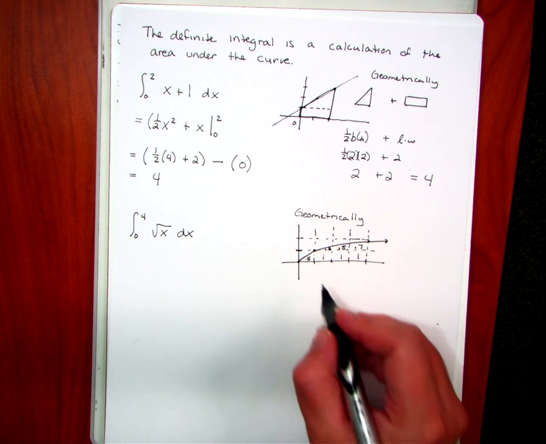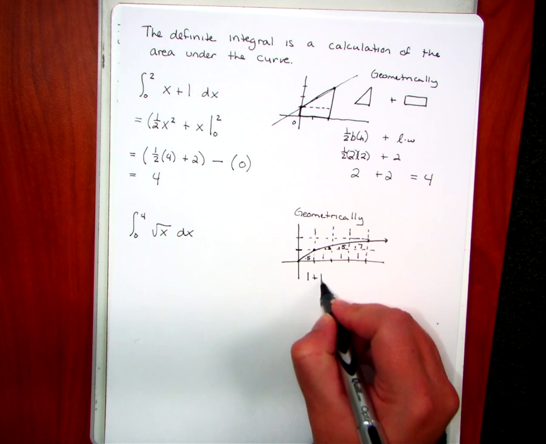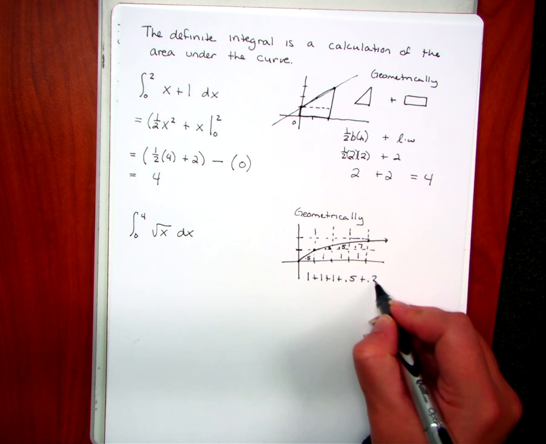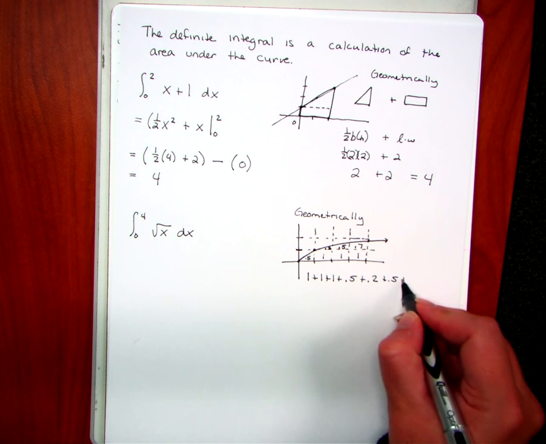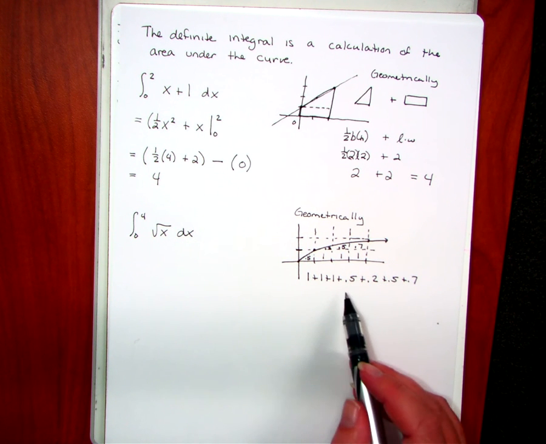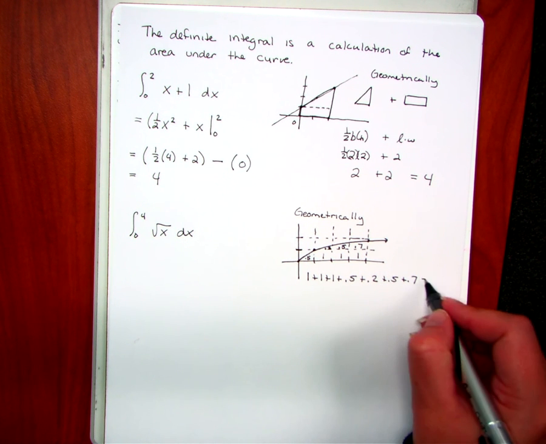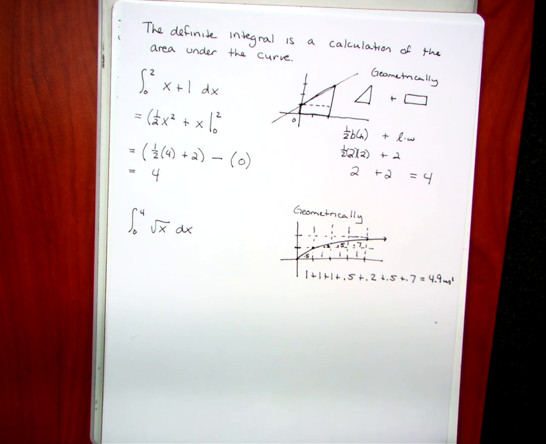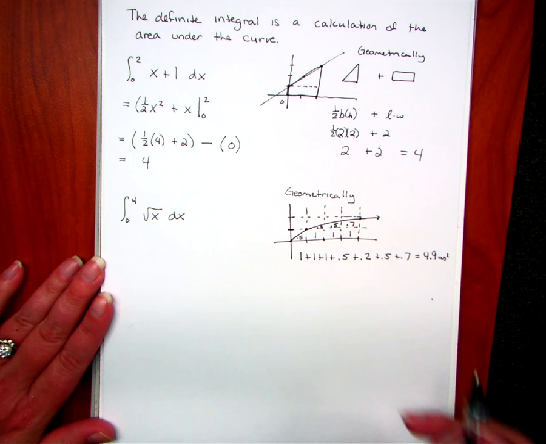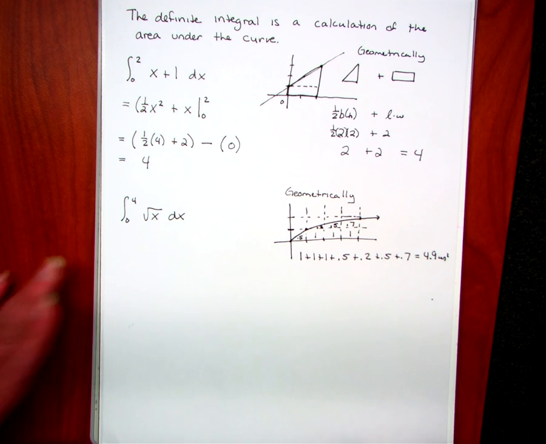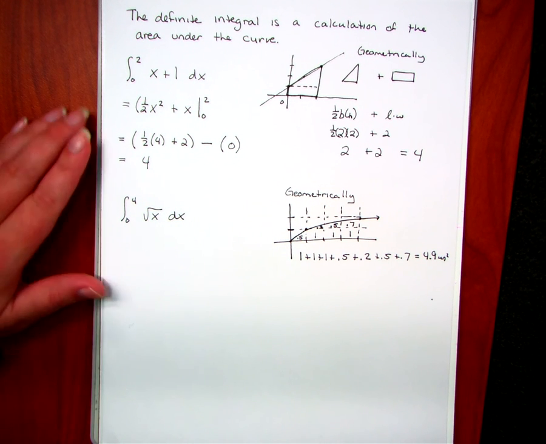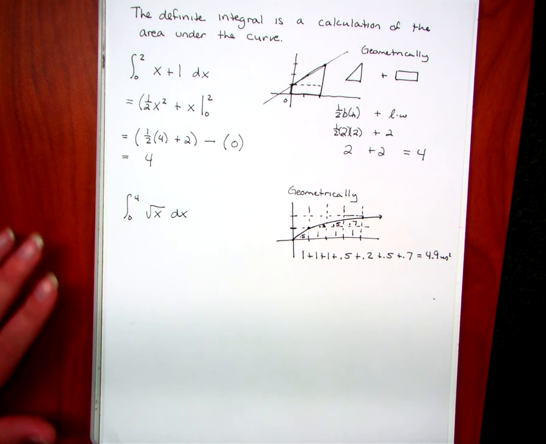So if I add all these numbers up, 1 plus 1 plus 1 plus 0.5 plus 0.2 plus 0.5 plus 0.7, 4.9, right? So I'm getting 4.9 units squared. Maybe it wasn't the best graph, but if I were to estimate the area geometrically, I would say 4.9 units squared, right? So let's go ahead and use the antiderivative, right?